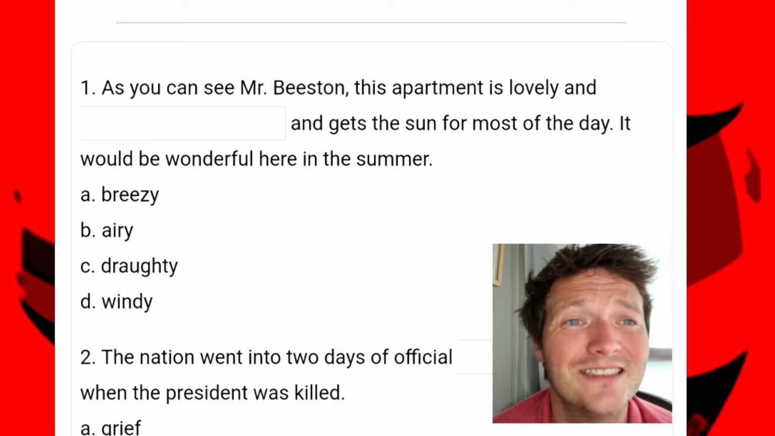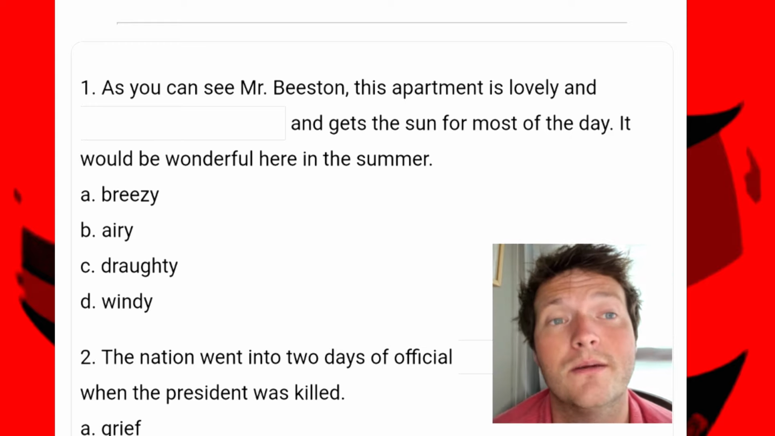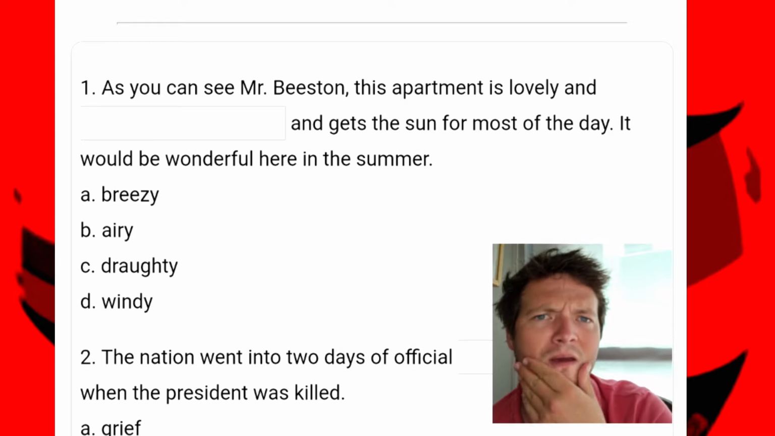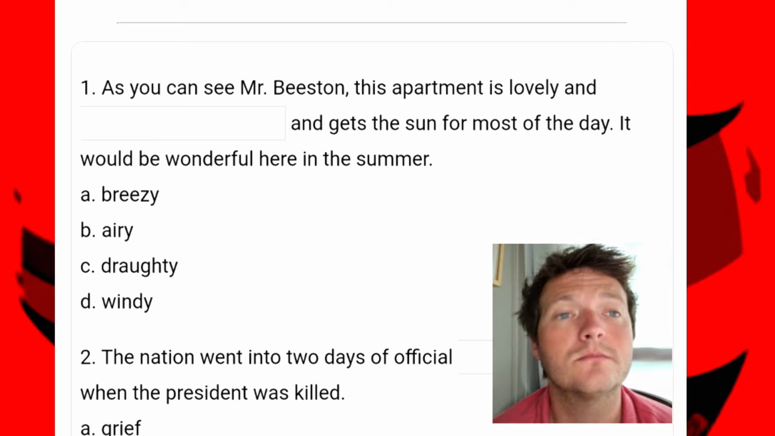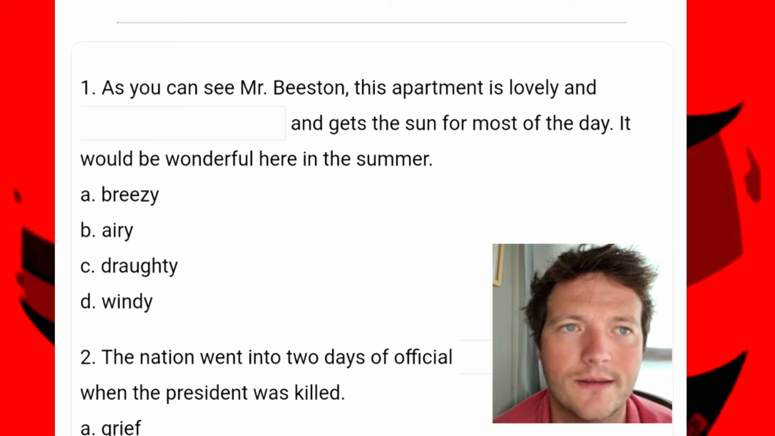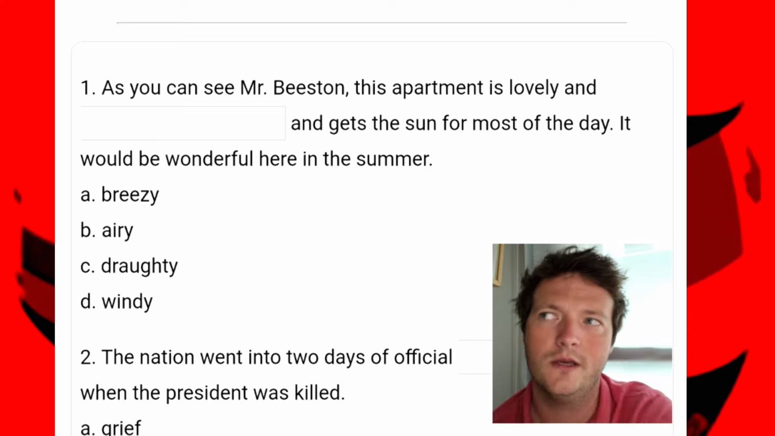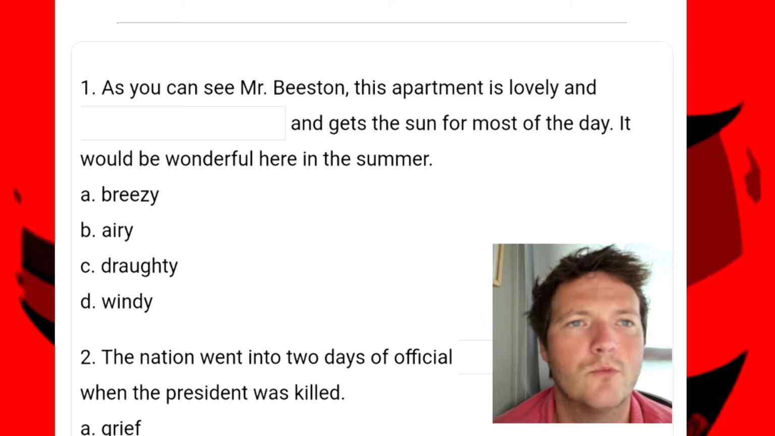Breezy. It's lovely and breezy. Breezy is not necessarily a good thing. It means that you get a lot of breeze, a lot of wind. Same as windy, really. Drafty, that's definitely a bad thing. Lovely and drafty? No, a draft is the air currents that come in through doors and windows. So that wouldn't be a good thing.